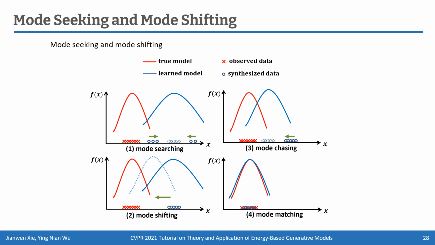After that, the algorithm shifts the high-score modes toward the observed examples, which is shown in Figure 2. Figure 3 is the mode tracing, which searches for the high-score modes in the updated landscape of the model. Figure 4 is the mode matching, where the modes in the learned landscape eventually match the ones in the data distribution after a few iterations of mode searching and shifting.